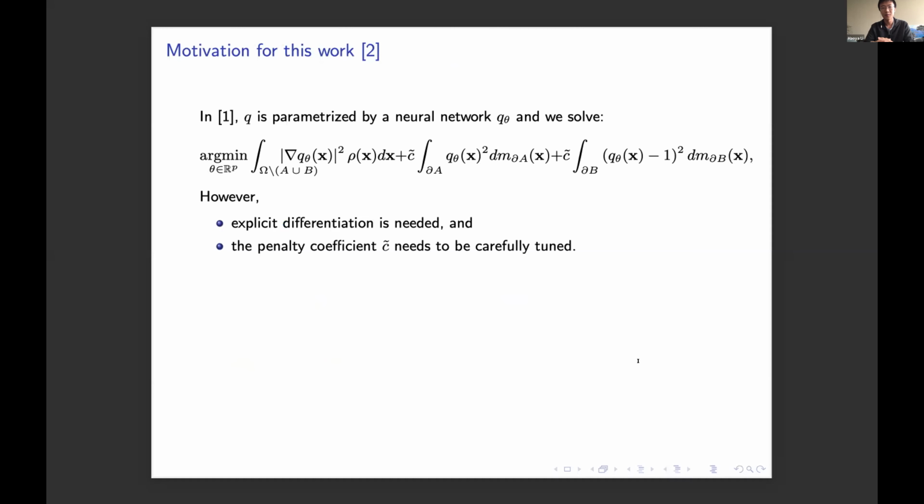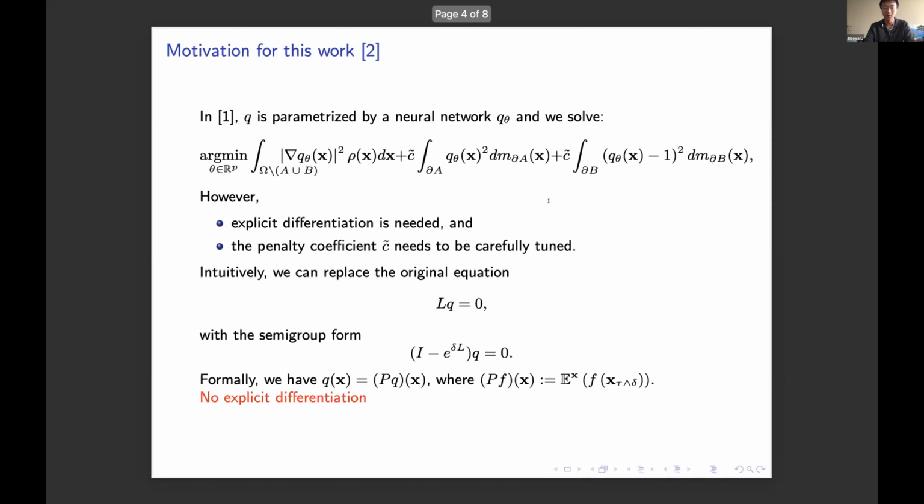In the previous work, we parameterize the committor function by a neural network and solve this optimization problem where we enforce the boundary conditions through the penalty terms. So clearly we need to evaluate this explicit differentiation in the variational form, and we need to tune the penalty coefficient carefully because the boundary conditions are only enforced through these penalty terms. So that's the motivation for our current work.